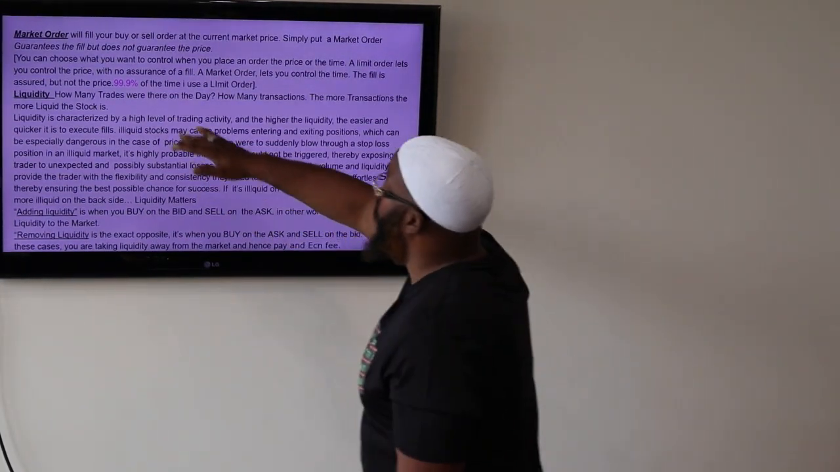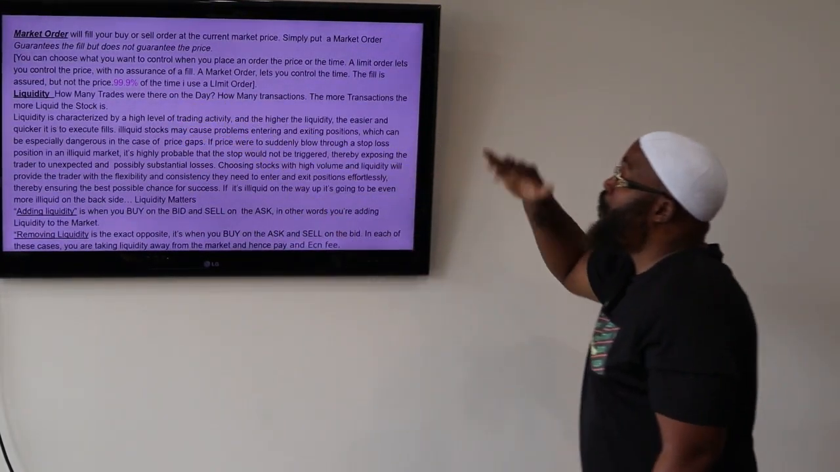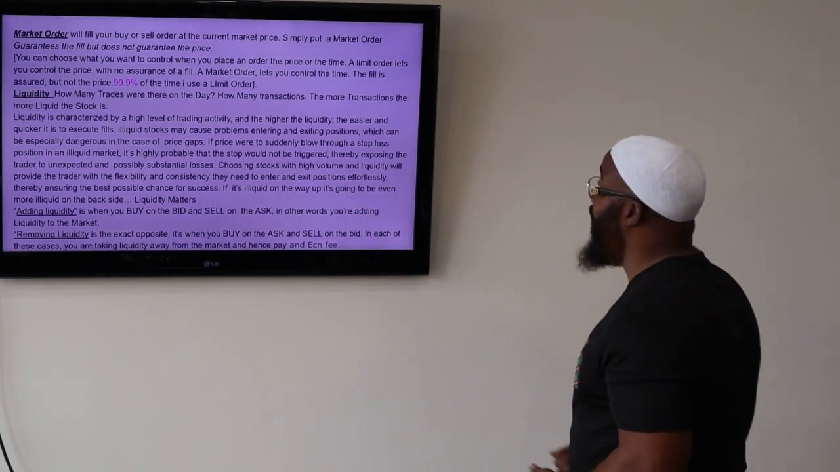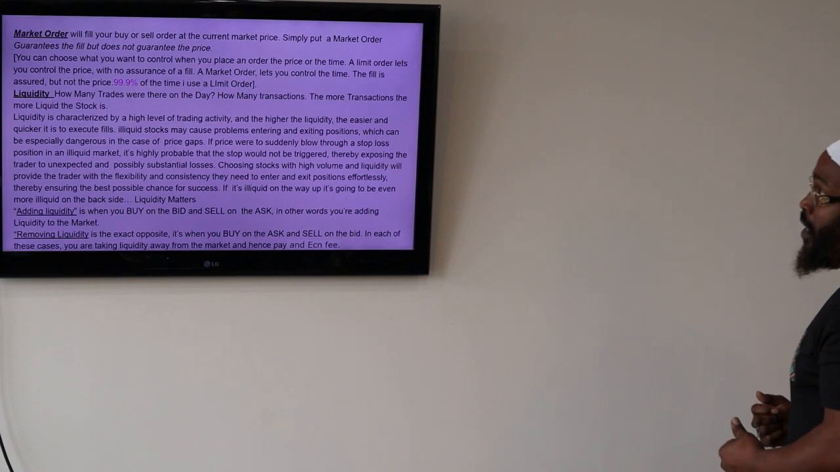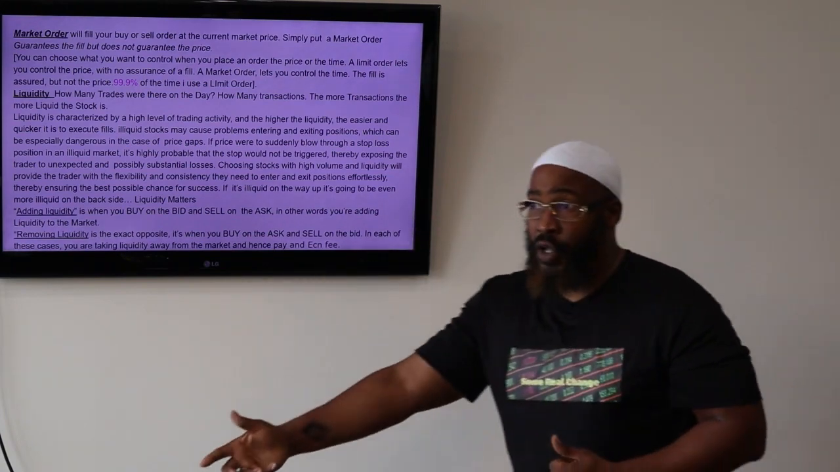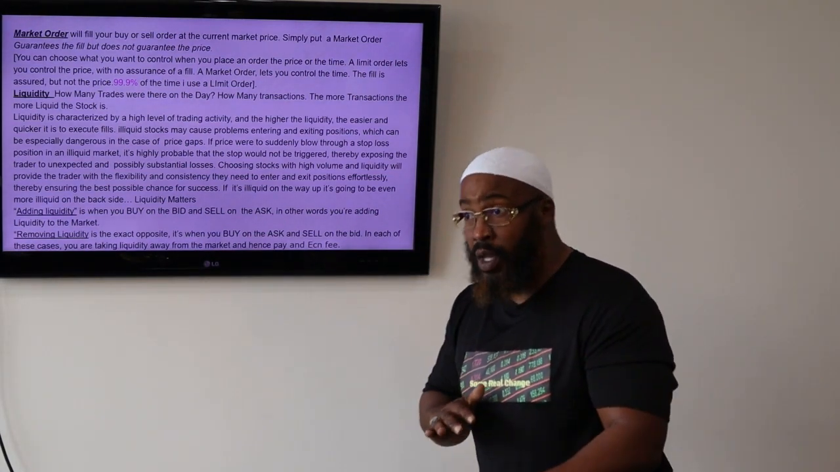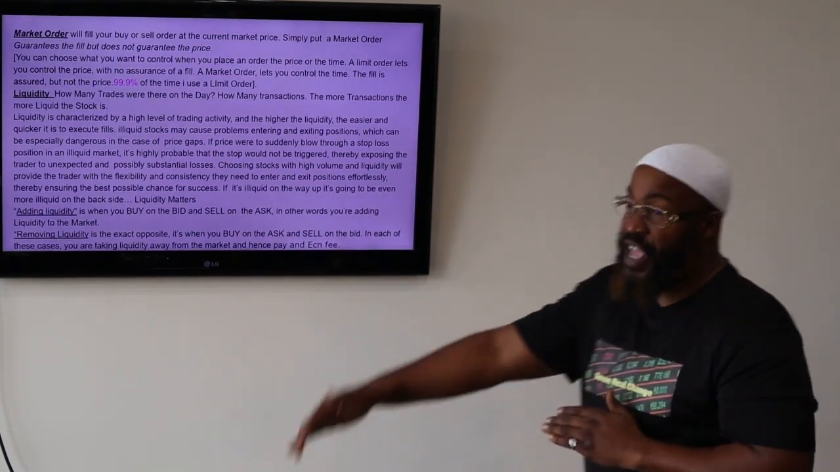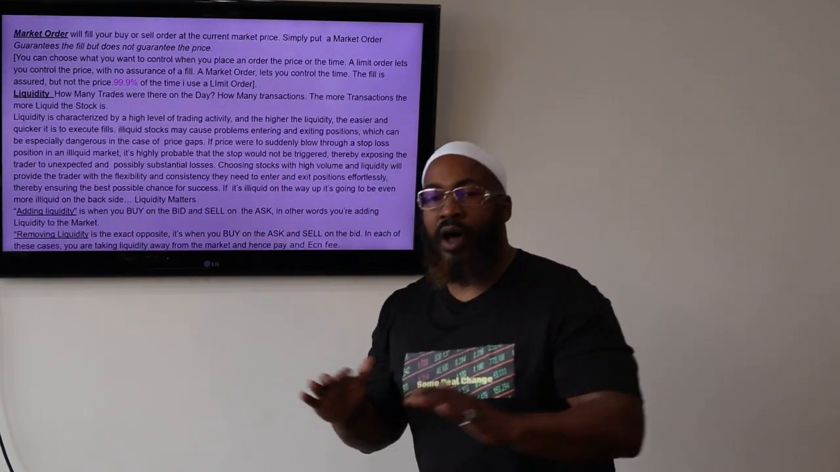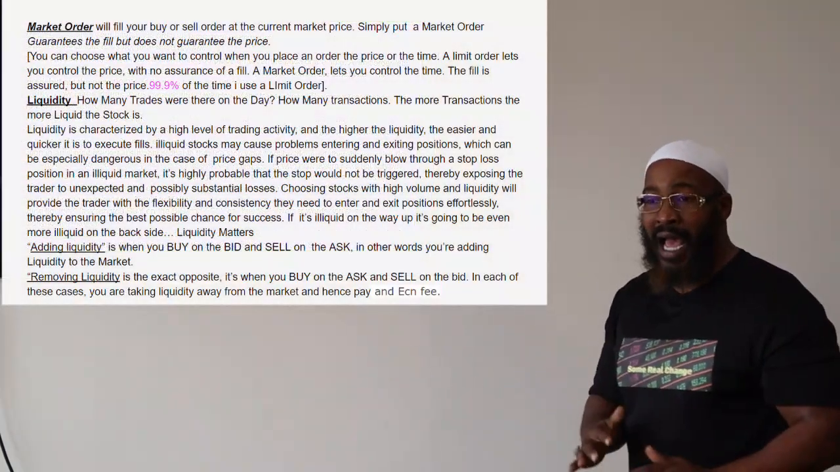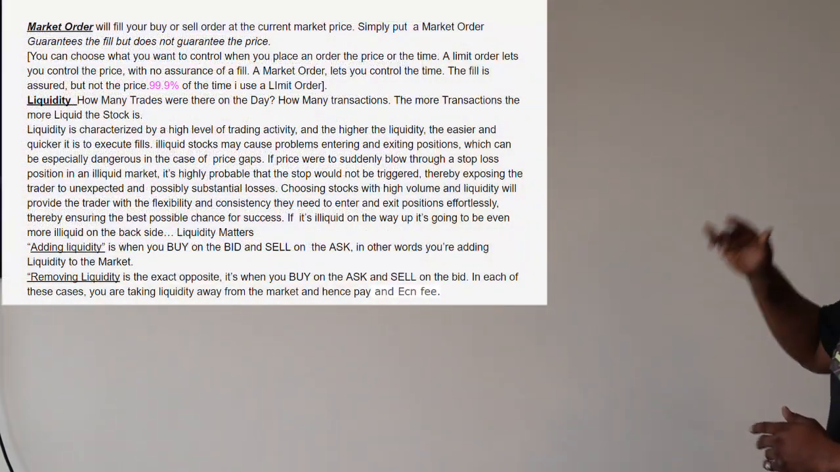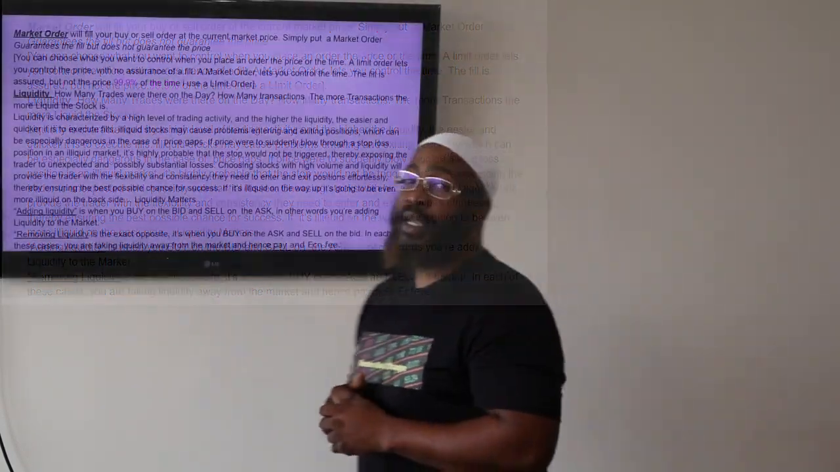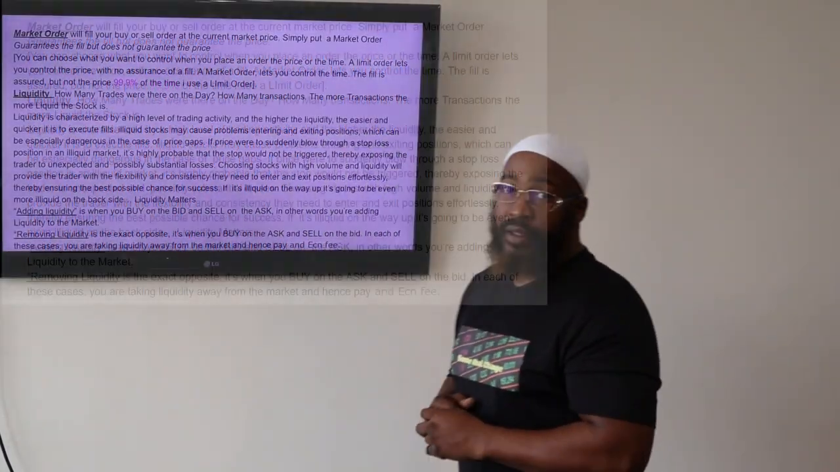You can control, okay, where you place an order. You can control the price or the time. A limit order allows you to control the price with no assurance of a fill. A market order allows you to control the fill, but not a guarantee of the price. 99% of the time, we want to use limit orders, and that's what I use. The next word is liquidity.